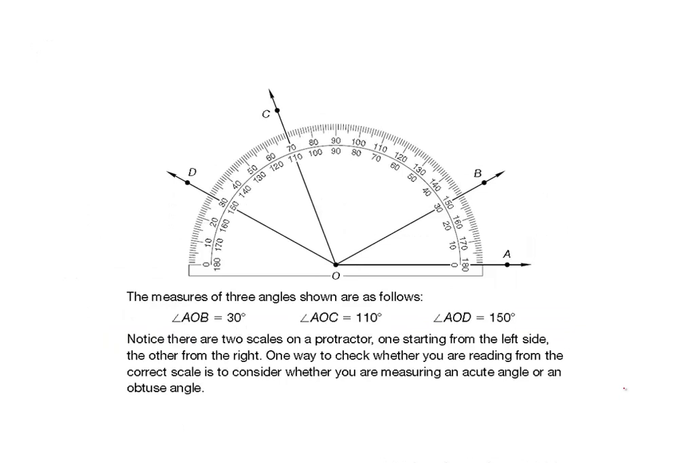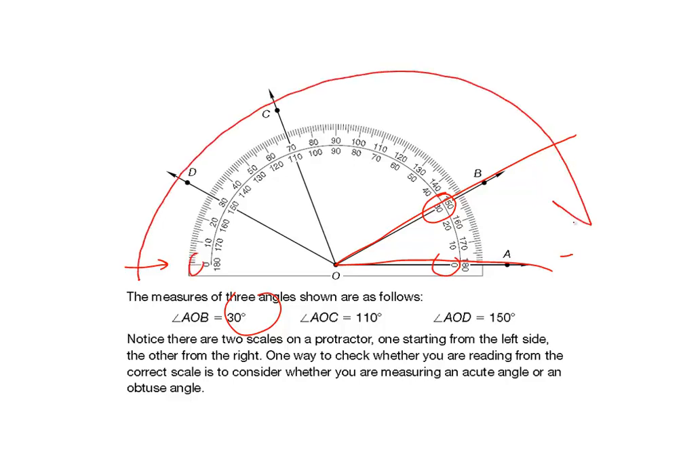The measures of the three angles shown are as follows. Angle AOB, where O is the origin, measures 30 degrees. You see the 30 right there? That's a 30-degree angle. On the protractor, as you notice here, there's a 0 over here, and there's a 0 over here also. Depending on which way you're wanting to measure, you could go either direction, whether you're doing an obtuse angle or an acute angle.